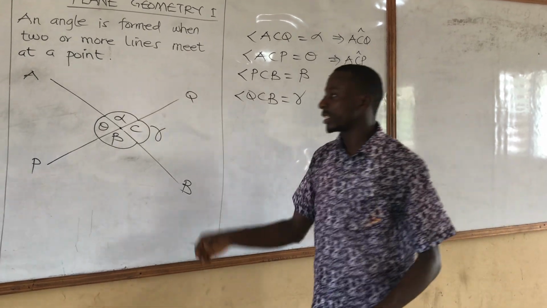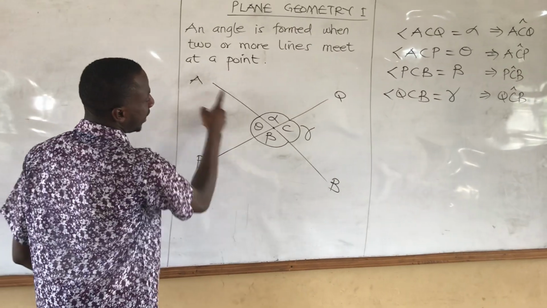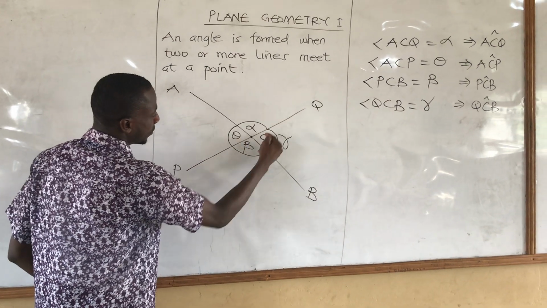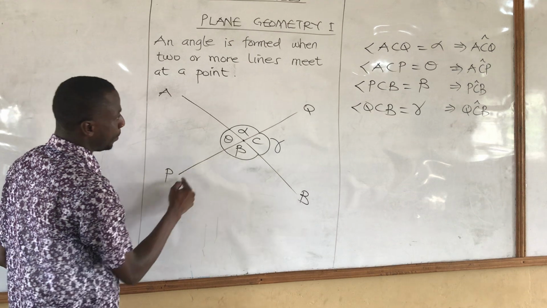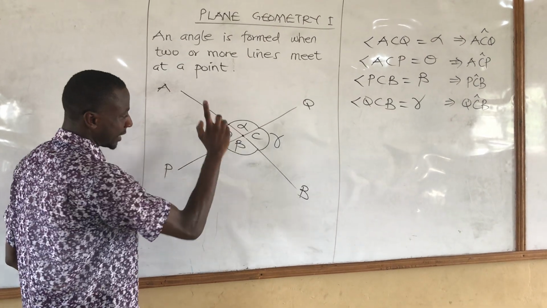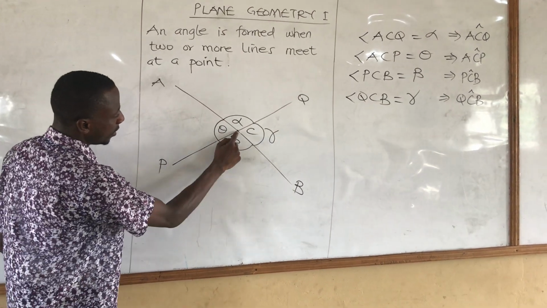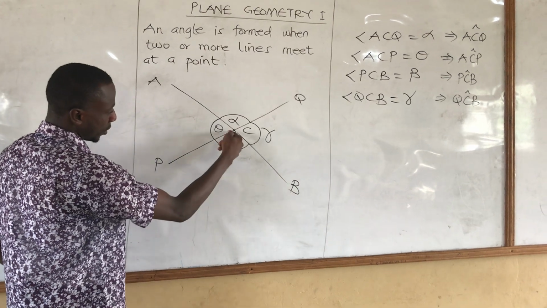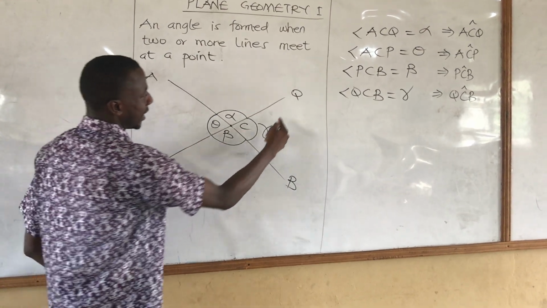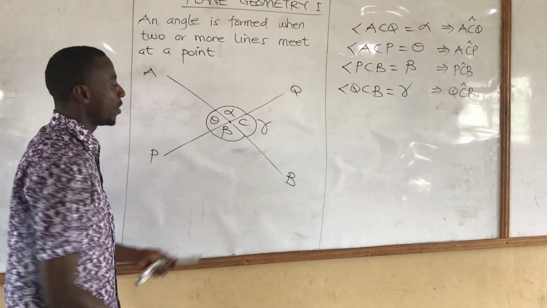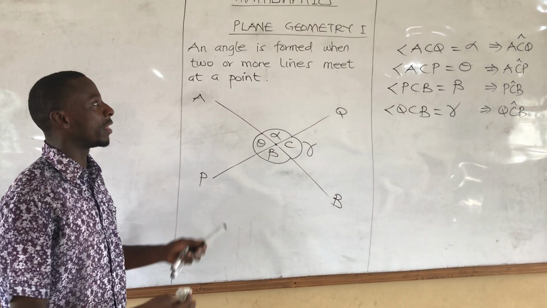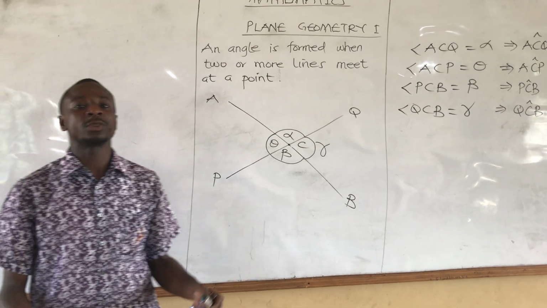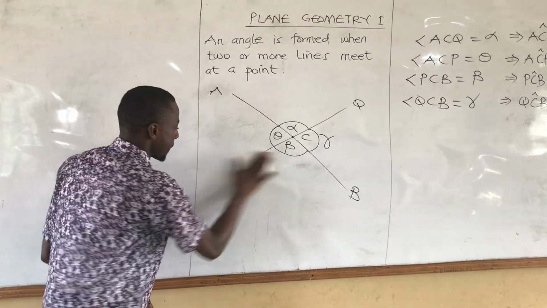So basically, when you see what we have here, from ACQ, the angle was formed at point C. If you check ACP, it was formed at the same point. PCB was formed at the same point, and then QCB was also formed at the same point. So this is how we name the angles. Now let's move on to types of angles.